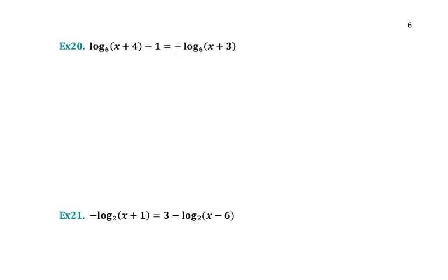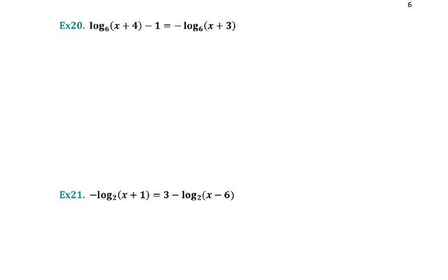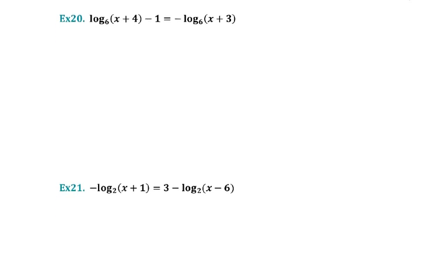Okay, we have 3 examples left in this module. So example 20, log base 6 of (x plus 4) minus 1 equals negative log base 6 of (x plus 3). Because we have one term that's a constant, we always want to try and isolate that on one side, and then we're going to get the logs on the other side and then condense them together. So in this situation, I'm making a choice. I'm going to move this log to that side and the constant over there.